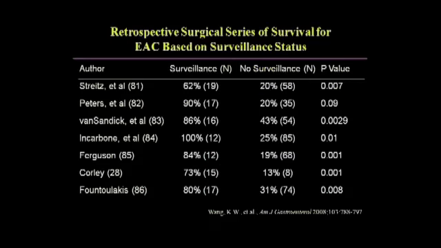The fundamental rationale for surveillance is the fact that we'd pick up neoplasia early, treat it, and presumably prevent that patient from dying from esophageal cancer. Here's a compilation of papers that were published mostly in the 1980s. Here's the survival for those that had esophageal cancer found on surveillance. Here's the survival of those who had esophageal cancer found without surveillance. And you can see there's a dramatic difference between the two populations.